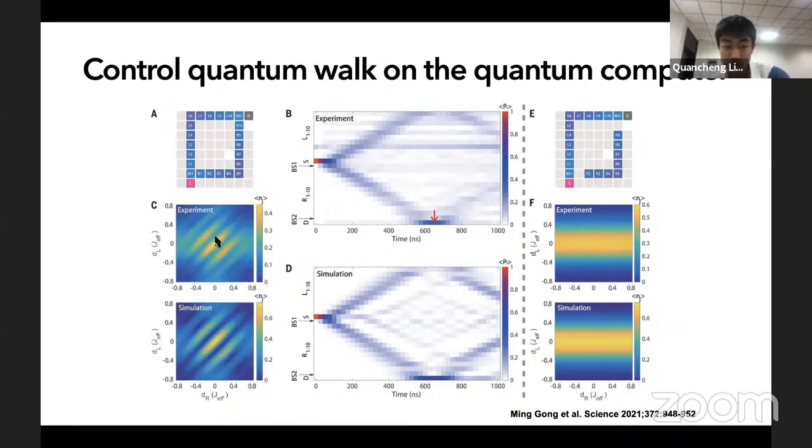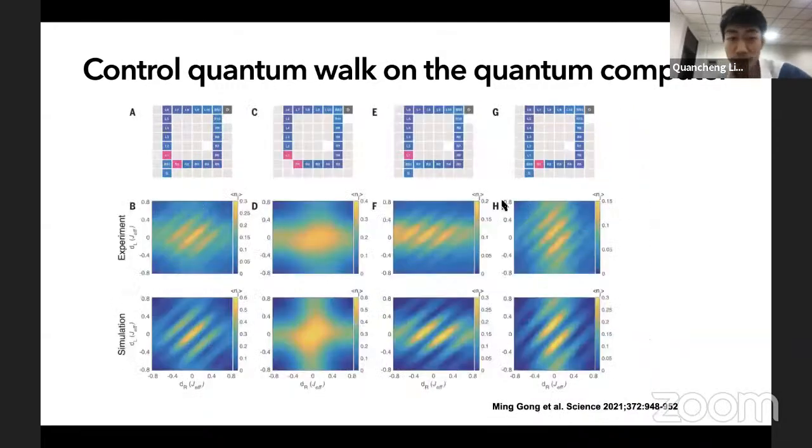And also, to show this is the real interference, they cut the path. So they also tune this 2 qubit to the frequency of 8.9. And then we can no longer see the interference. It's just this.